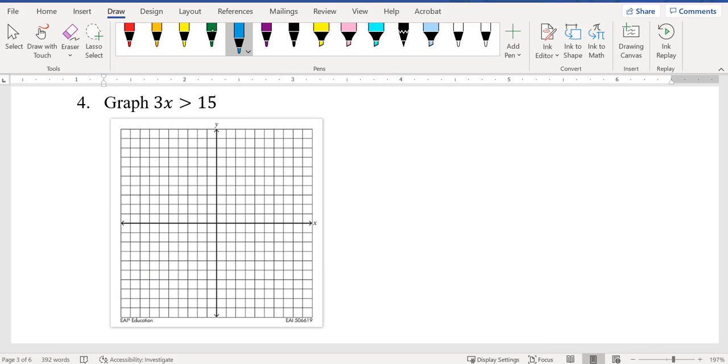Number 4, I want to graph the inequality 3x greater than 15. If I do the corresponding equation, 3x equals 15, and divide both sides by 3, I want to graph the equation x equals 5. That is a vertical line, 1, 2, 3, 4, 5, right here. Since it's just greater than, and there's no equal to, my boundary line will be dashed.